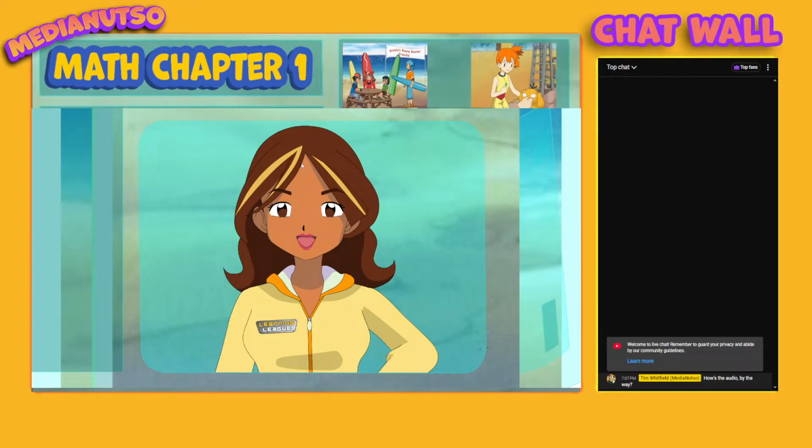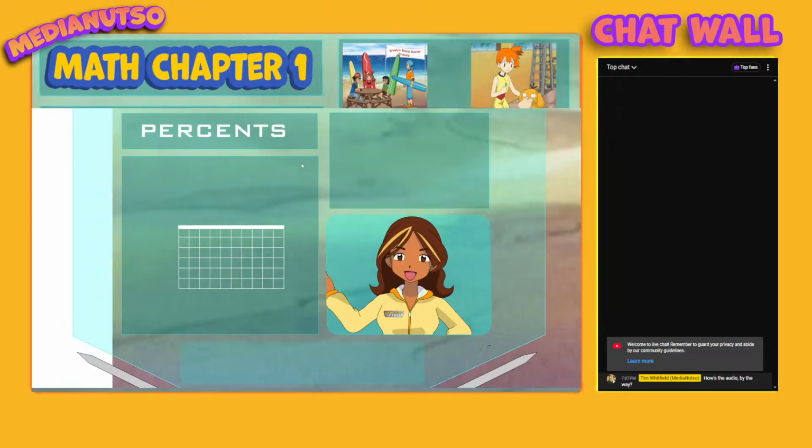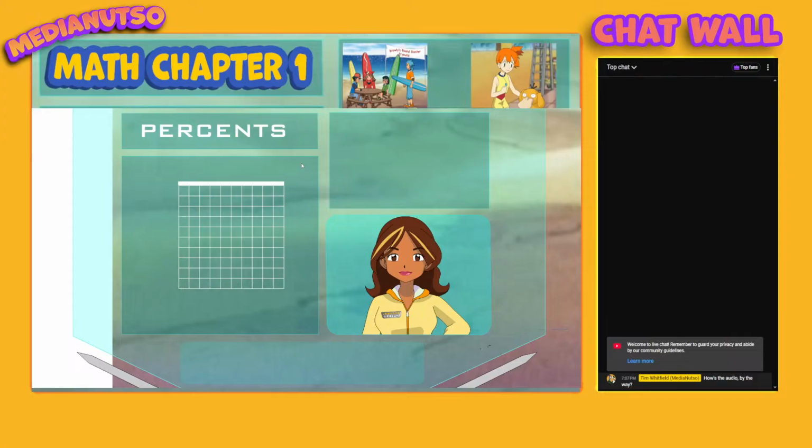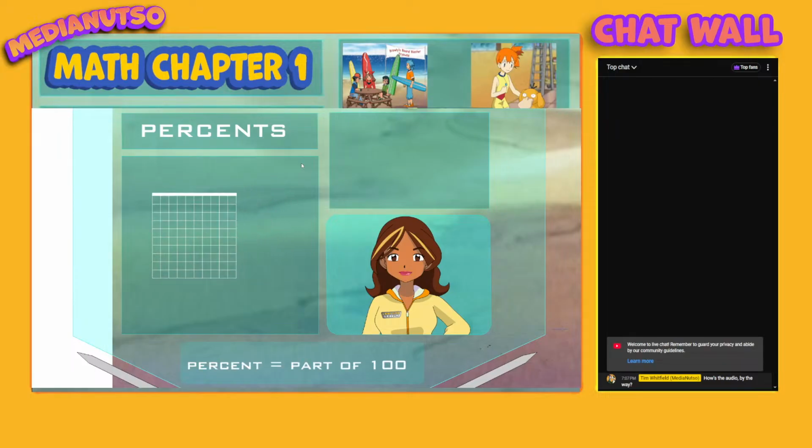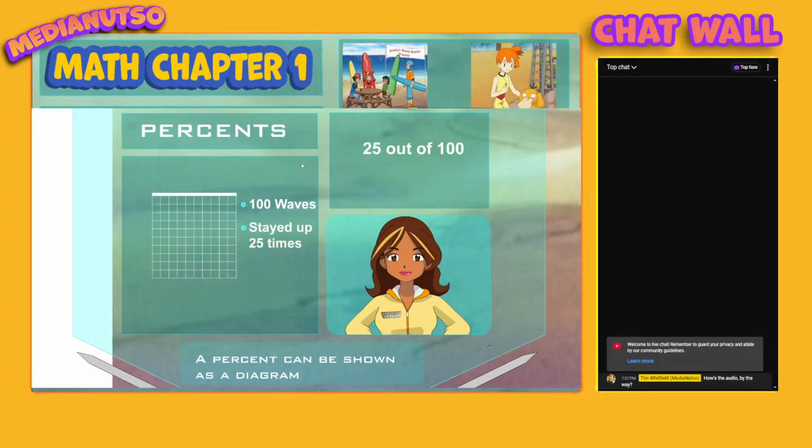Let's take a closer look. Here's a little brain game to expand your sense of percents. Remember, percent means part out of 100. So, let's say you spent a whole day surfing and tried to ride 100 waves on your surfboard, but stayed up only 25 times. The percent of times you stayed up would be 25 out of 100, or 25%.